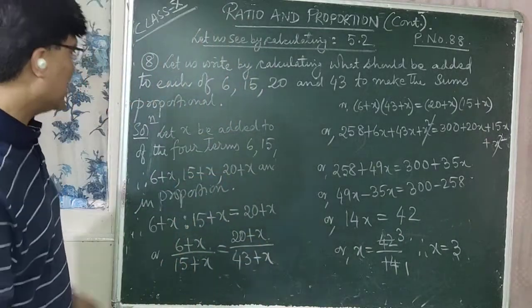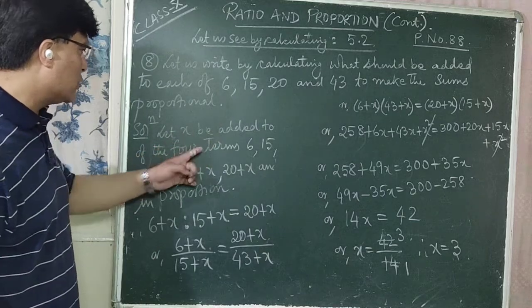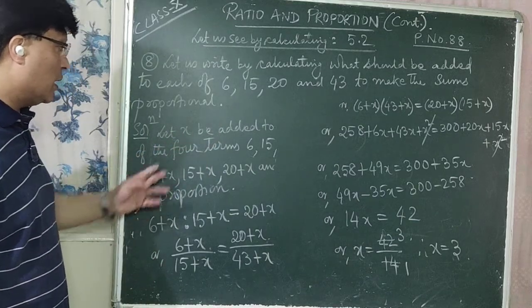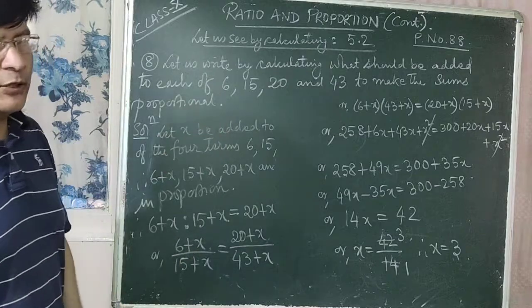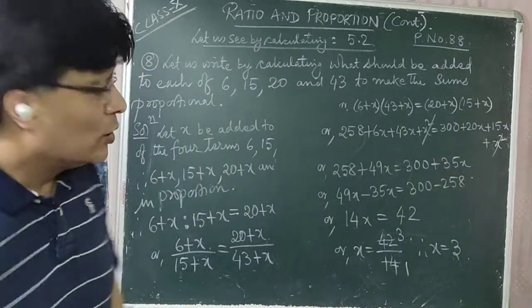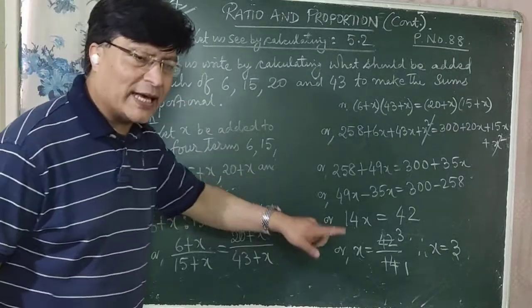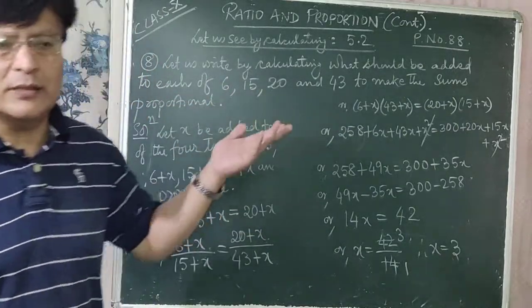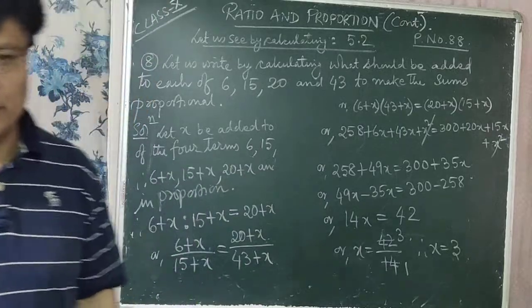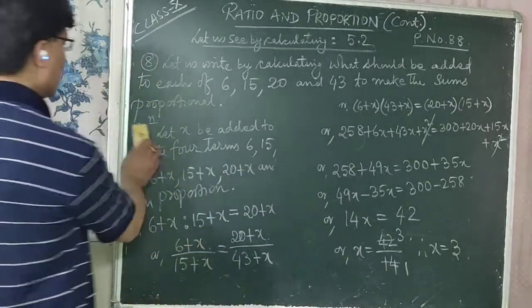We had assumed that x be added to the four terms 6, 15, 20 and 43 to make the sums proportional. So what must be added to each of these four terms? 3 must be added to each of these four terms to make them proportional. So that is your answer. So write down the answer.